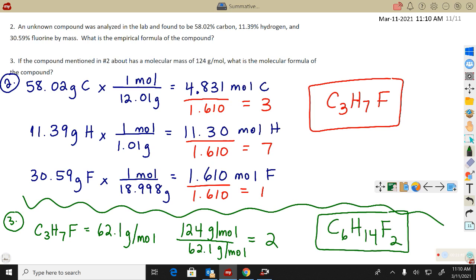When you divide your true molecular mass by the little mass of the empirical formula, you should always get a whole number. That whole number multiplier means that instead of the ratio being 3:7:1, it should become 6:14:2. And if I wanted to double check to see if that's the right molecular formula, if I add up C6H14F2, I should get a mass of 124 grams.